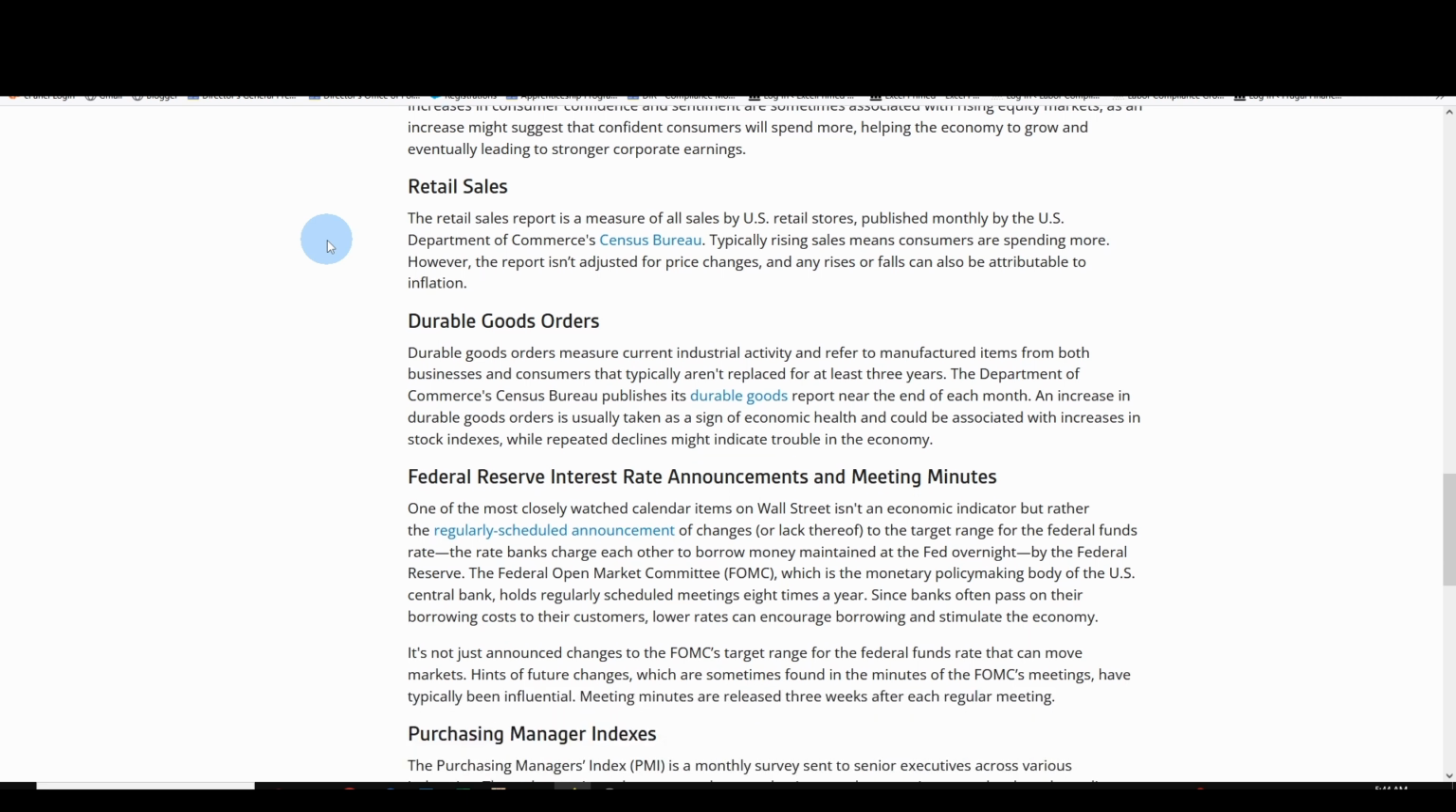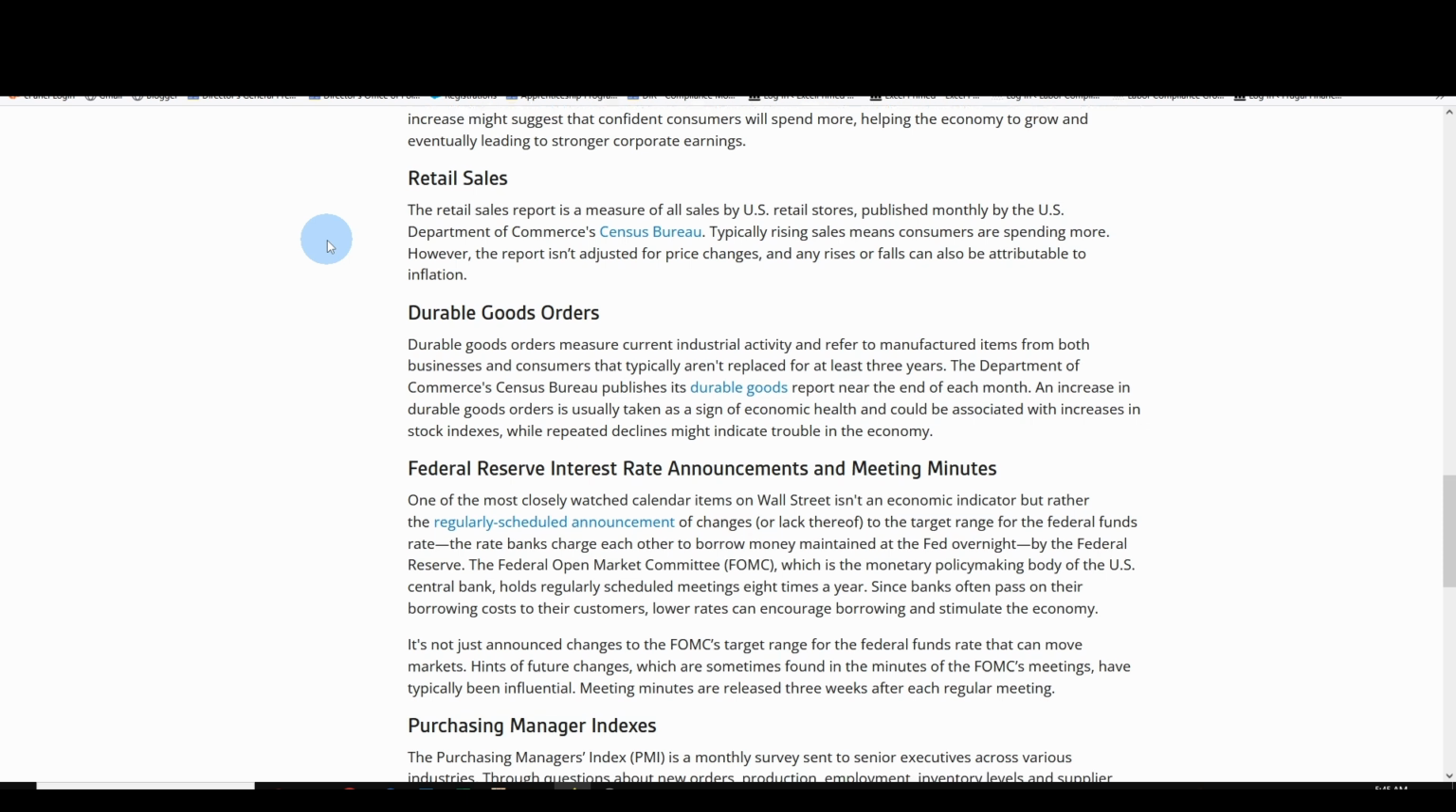Retail sales. The Retail Sales Report is a measure of all sales by U.S. retail stores, published monthly by the U.S. Department of Commerce's Census Bureau. Typically, rising sales means consumers are spending more. However, the report isn't adjusted for price changes, and any rises or falls can be attributed to inflation.